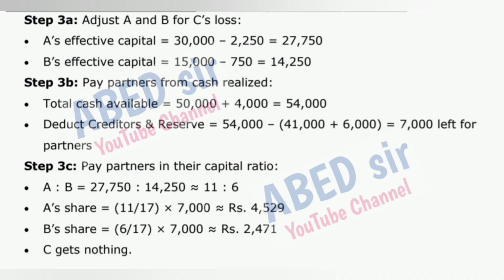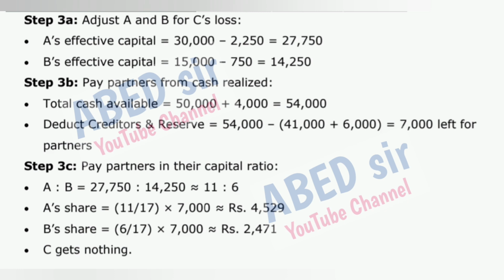A's effective capital is equal to 30,000 minus 2,250, which is equal to 27,750. B's effective capital is equal to 15,000 minus 750, which is equal to 14,250. Step 3B. Pay partners from cash realized. Total cash available is equal to 50,000 plus 4,000 equals 54,000. Deduct creditors and reserve: 54,000 minus 41,000 plus 6,000 is equal to 7,000 left for partners.